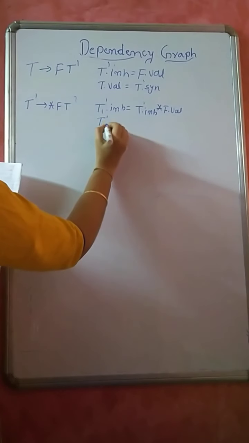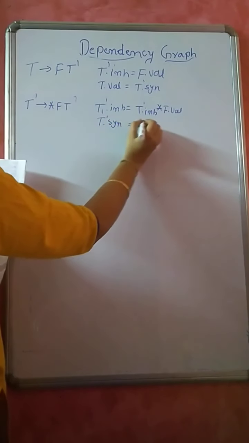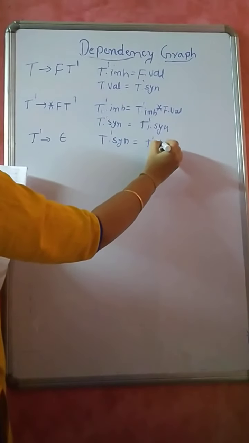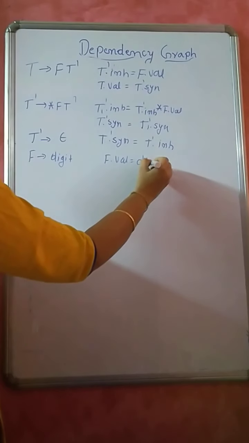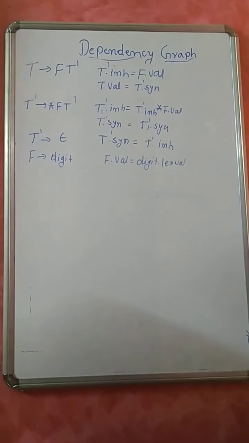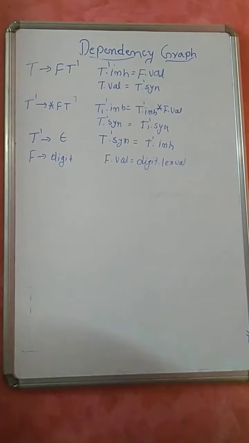Then T dash synthesized is equal to, this is while coming back. T dash synthesized, I have explained this in the previous session. T dash determines epsilon, T dash synthesized is equal to T dash inherited. Then F determines digit. It is F dot value is equal to digit dot lexical value. So this is the grammar which we got.